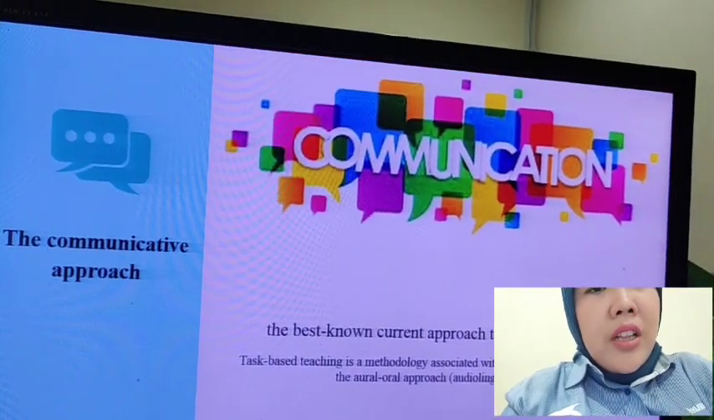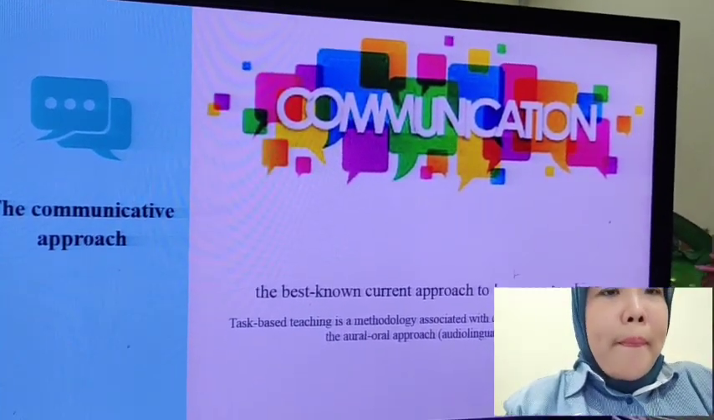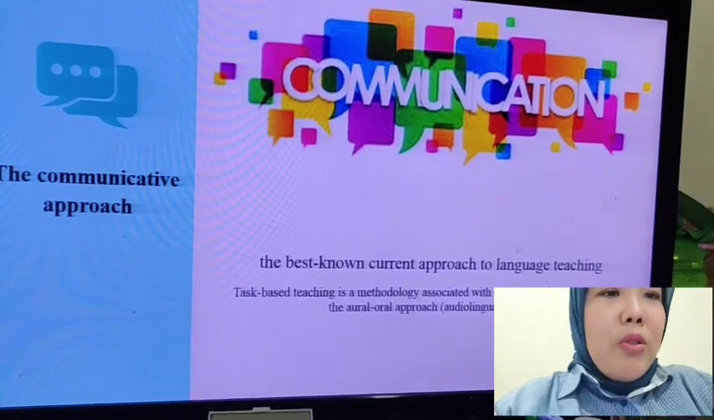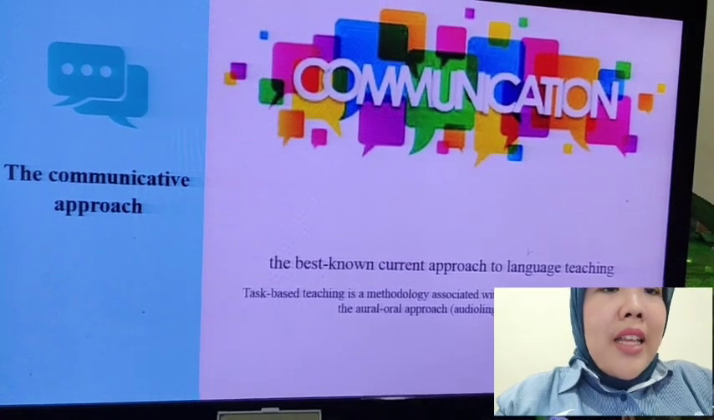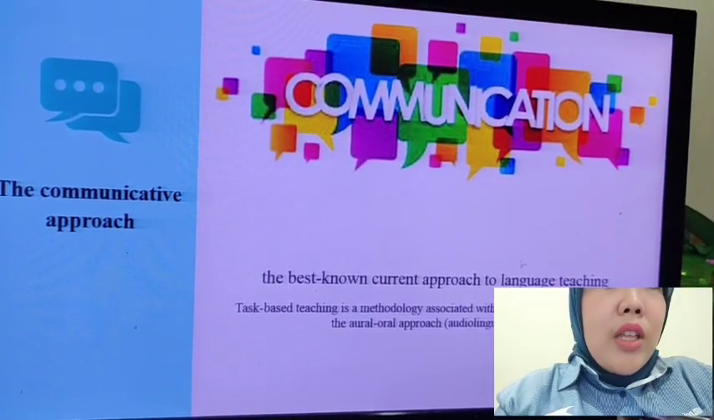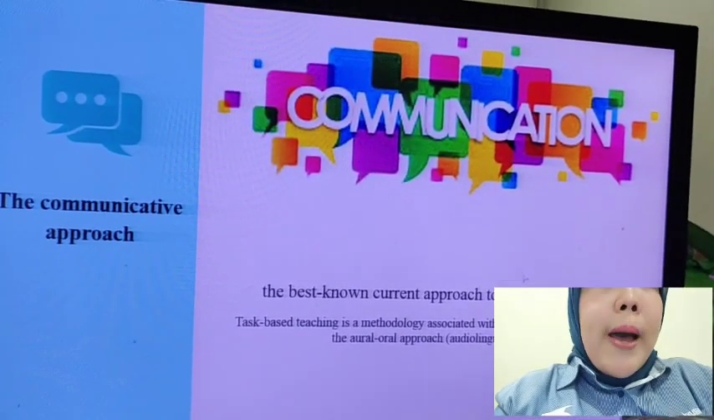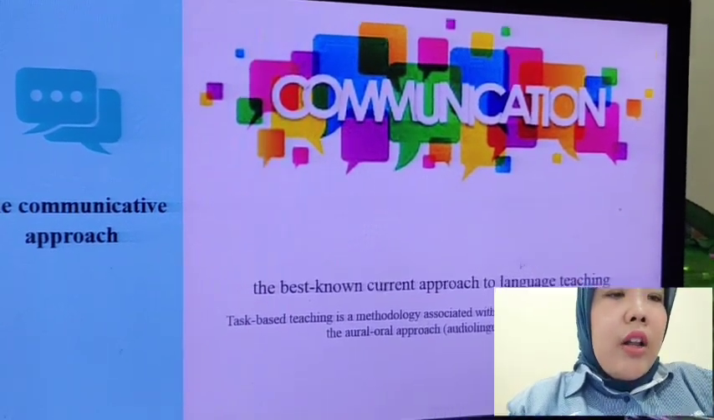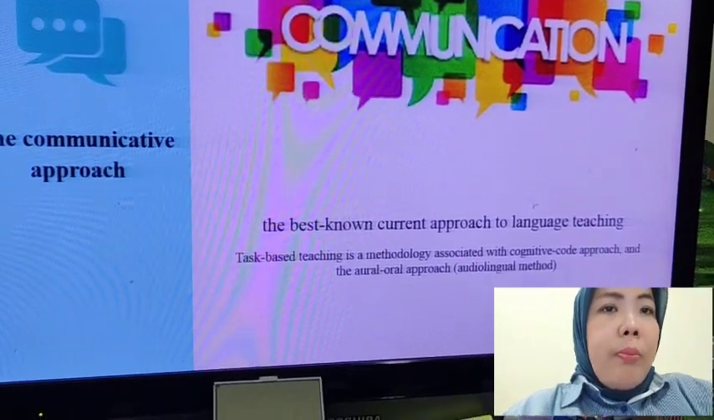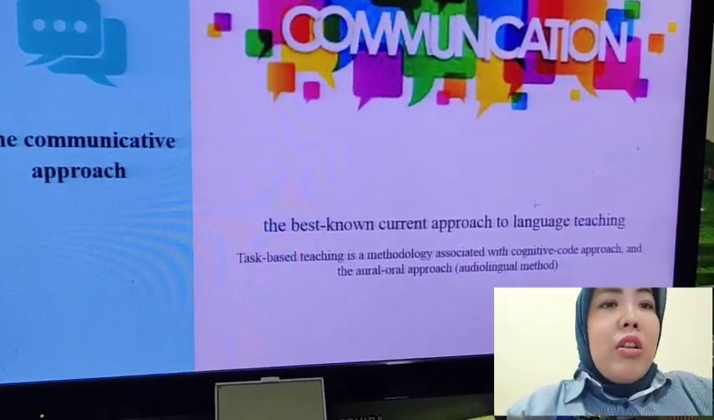The communicative approach. The best known current approach to language teaching is task-based teaching. It is a methodology associated with a cognitive code approach and the oral approach by audiolingual methods.